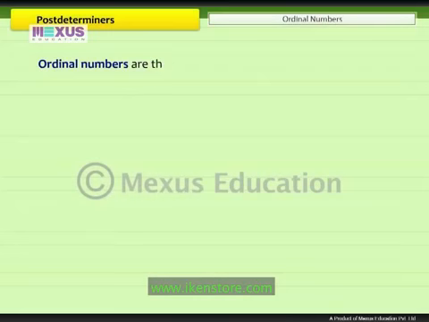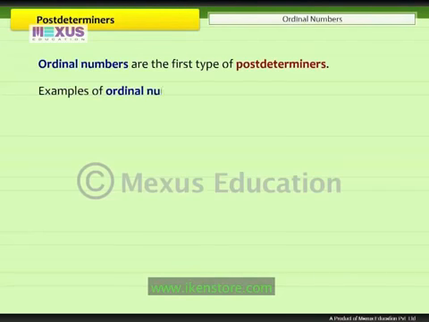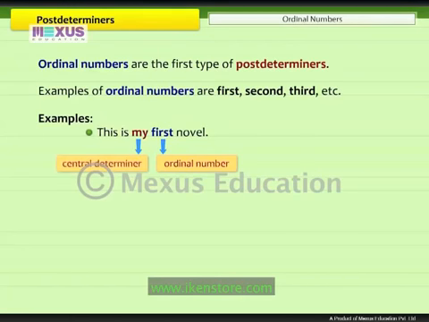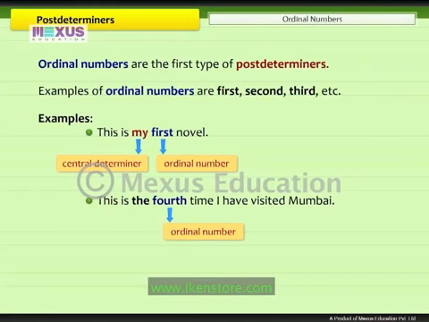Ordinal numbers are the first type of postdeterminers. Examples of ordinal numbers are first, second, third, etc. Let us read some examples. This is my first novel. Here, the ordinal number first is a postdeterminer. It occurs after the central determiner, my. This is the fourth time I have visited Mumbai. Here, the ordinal number fourth is a postdeterminer. It occurs after the central determiner, the.